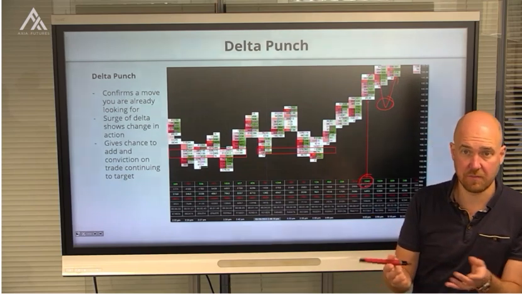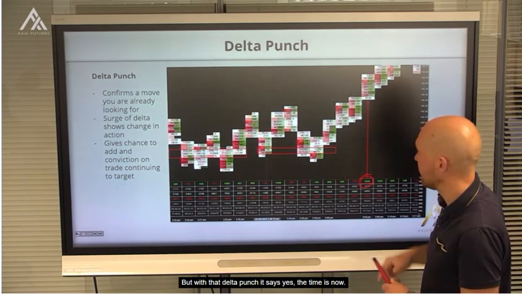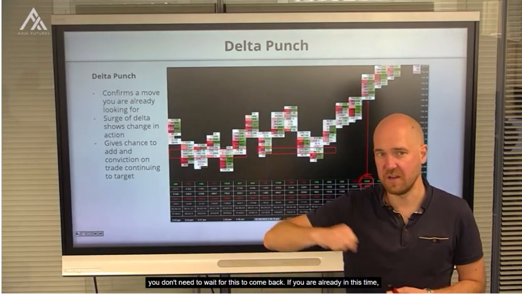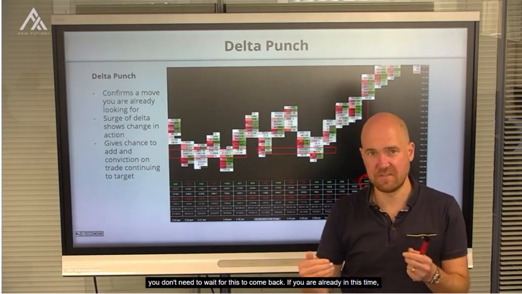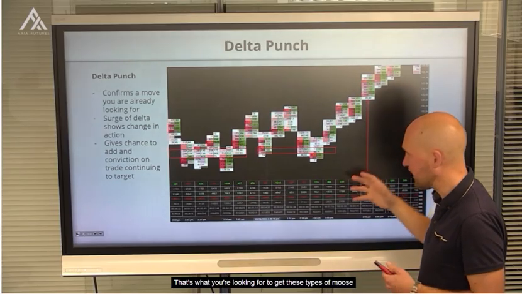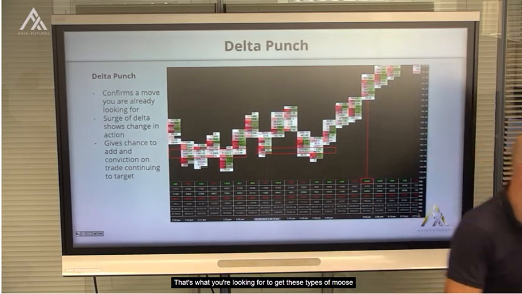Otherwise, you don't want it. But with that delta punch, it says to you, yes, the time is now. You don't need to wait for a passive entry. You don't need to wait for this to come back if you're already in. This time it's going. That's the big advantage of a delta punch. That's what you're looking for to get these types of moves.